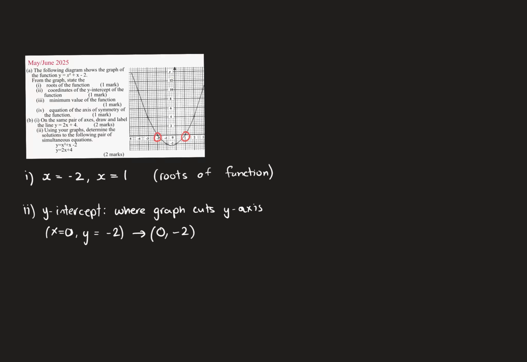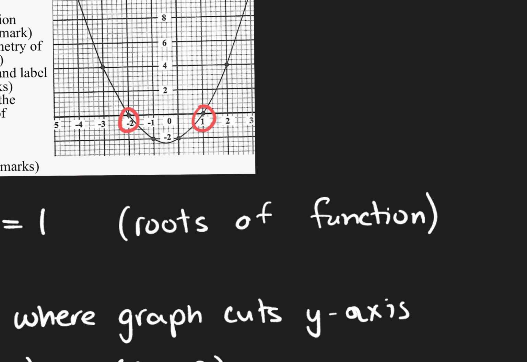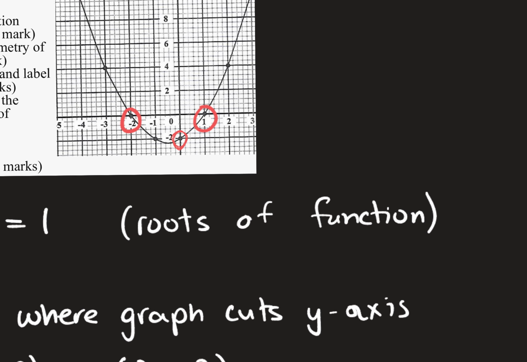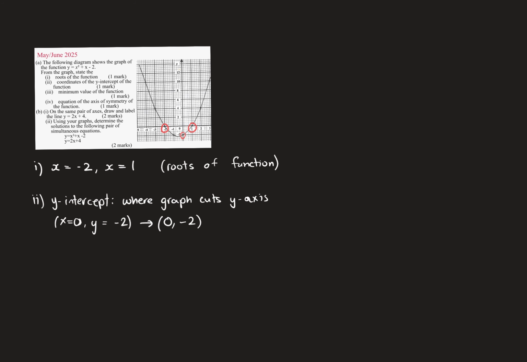We're asked to find the roots of the function. They are x equals minus 2 and x equals 1, where the graph cuts the x-axis. We're also asked to find the y-intercept, and that is where the graph cuts the y-axis. And there we can see it at y equals minus 2.